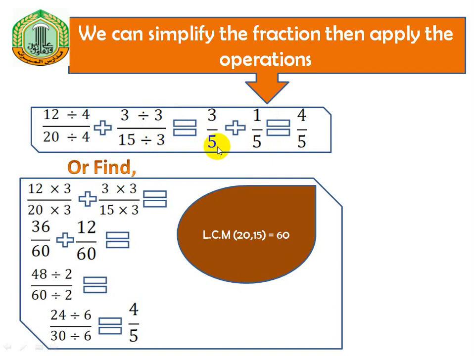And now we will have the same denominators, 5 and 5. We kept it the same, and then we add 3 plus 1 equals 4.